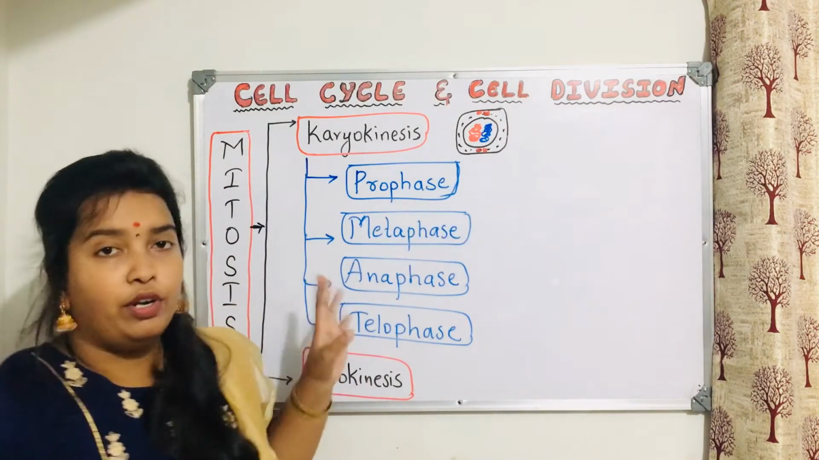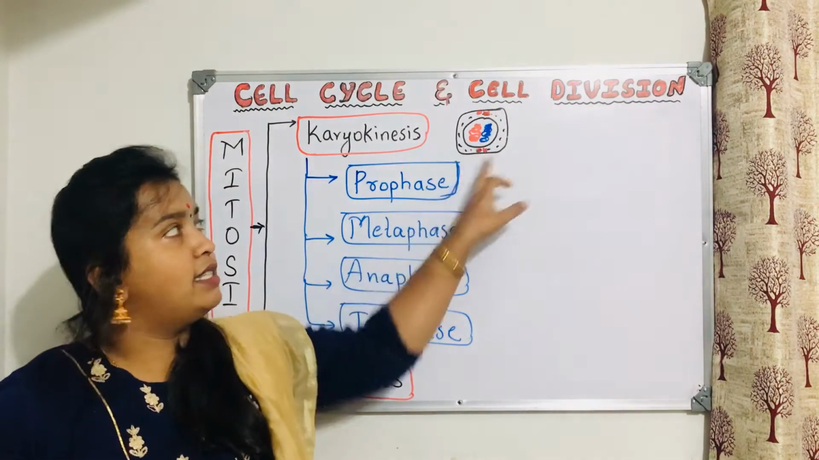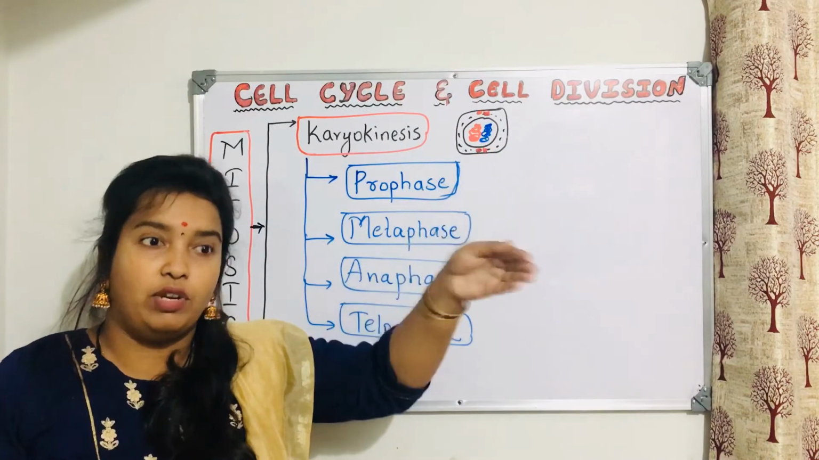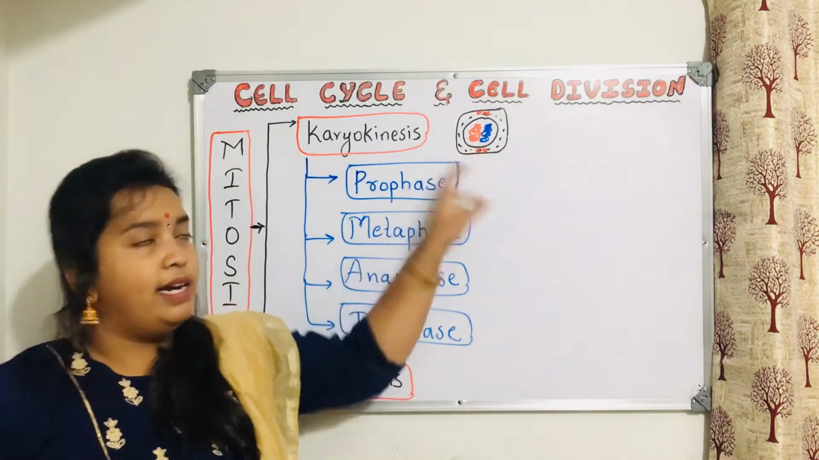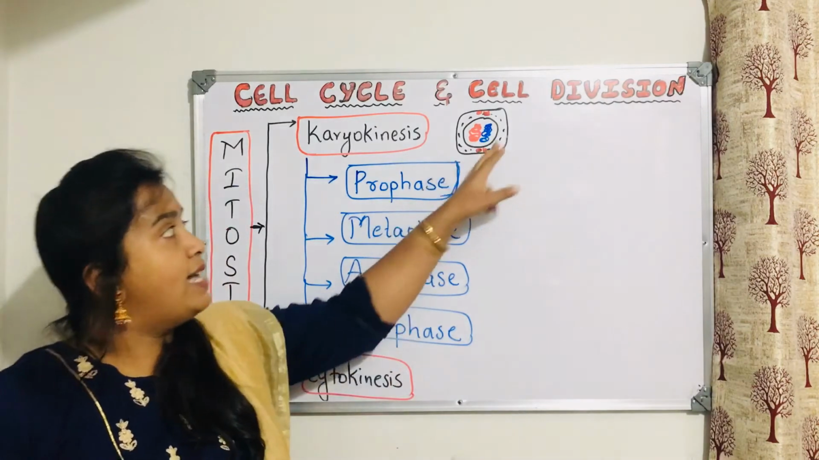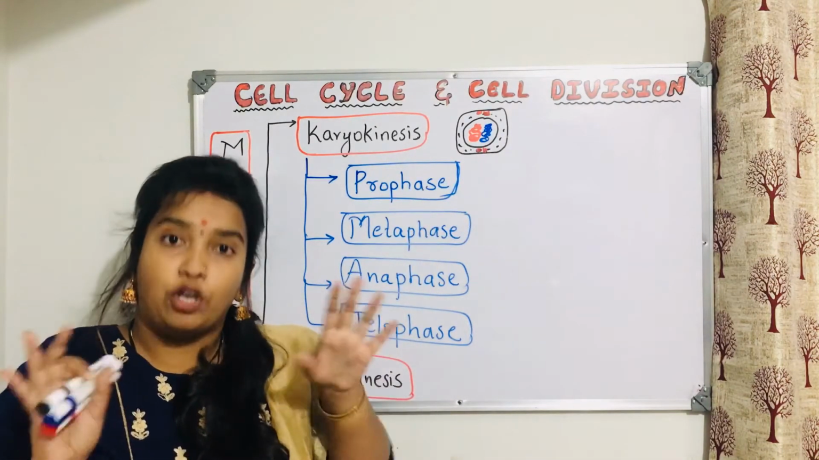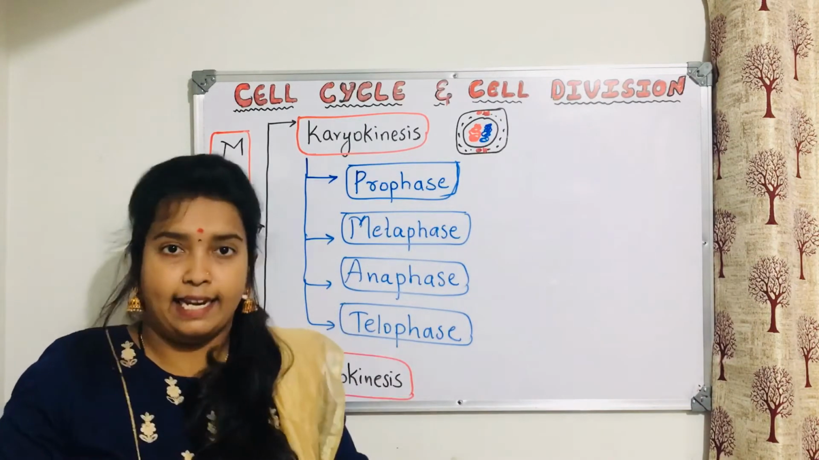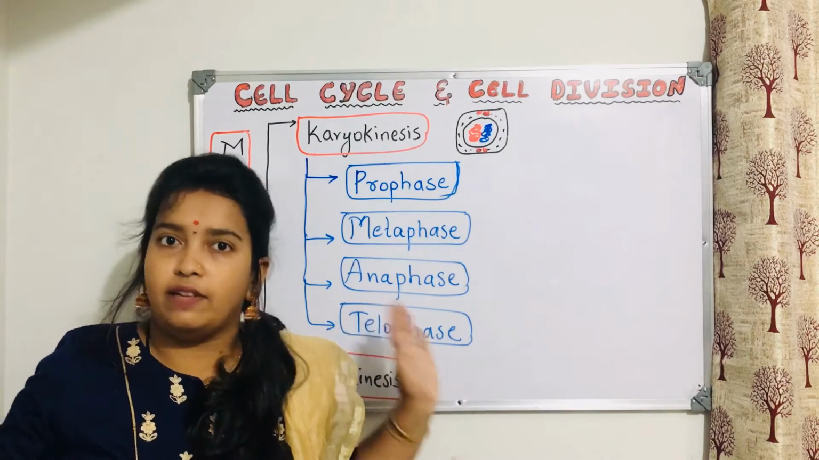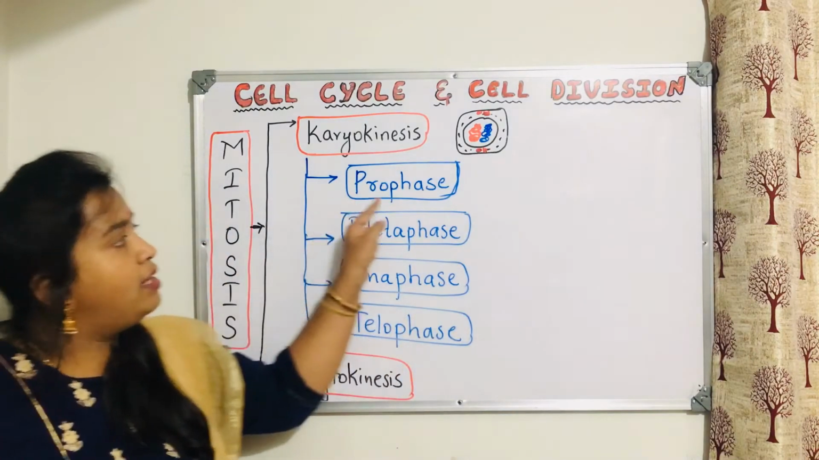So first of all, what you need to remember here is that this is a cell which has completed the three stages of interphase. So it has doubled its centrosome. It has doubled all the cell organelles and cytoplasmic content. Also it has doubled the DNA. It is ready for division now. So what will happen in the prophase?